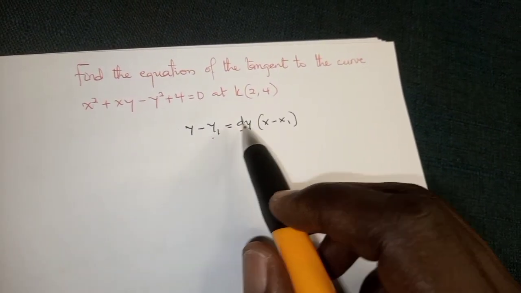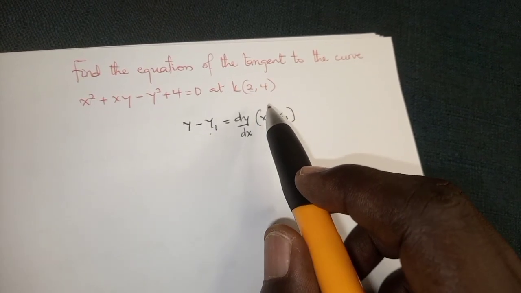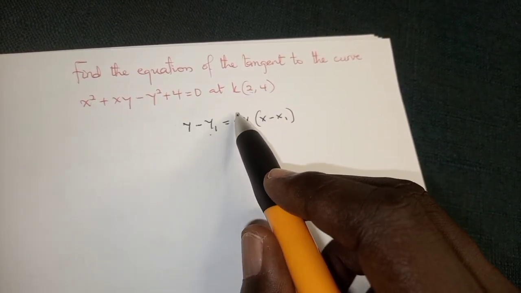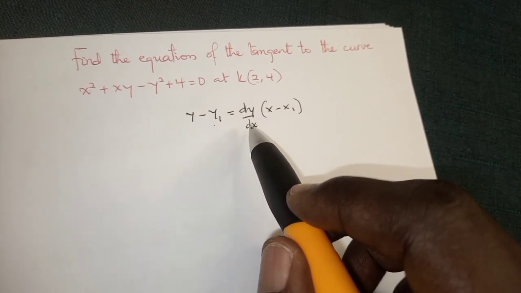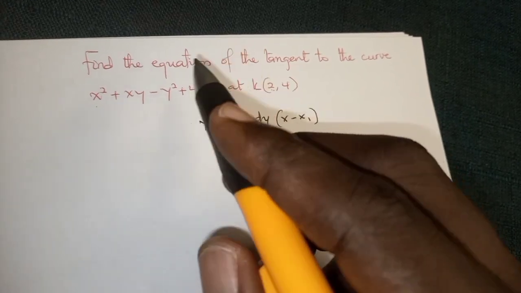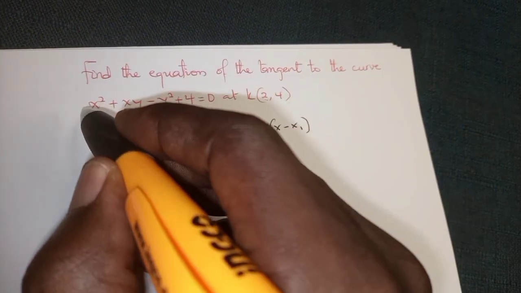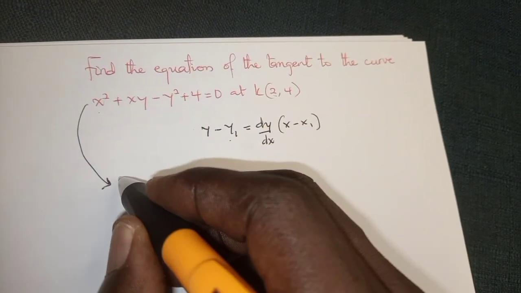So the points x1, y1 are already given. These are the points. So what is left for us to find is the gradient, the dy on dx. So we just differentiate this, and that will be that. So differentiating x squared, we get 2x.